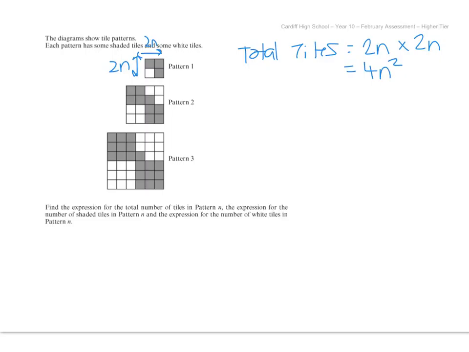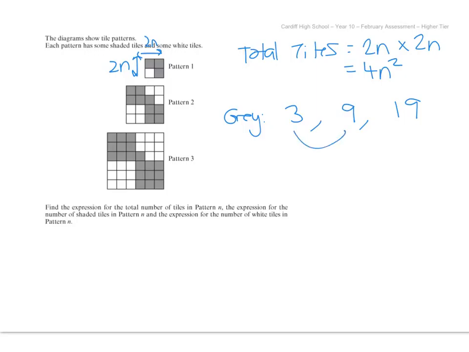Right, now onto the grey tiles. That's going to be a little bit more complicated. So let's look at the greys and let's count them up. So in pattern 1 we've got 3. In pattern 2 there are 9, and in pattern 3 there are 19.